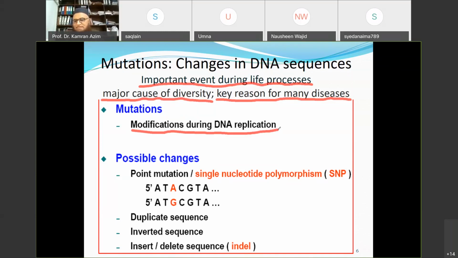So the DNA, due to error caused by DNA polymerases, mutations occur. Changes in the DNA sequences occur because of the error carried out by DNA polymerase. So this is basically the basis of DNA mutation during DNA replication.